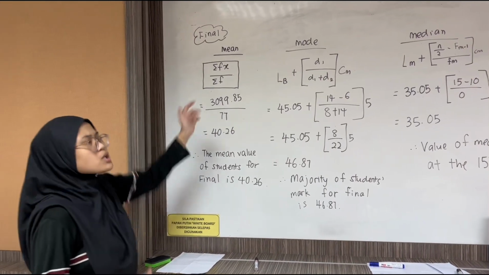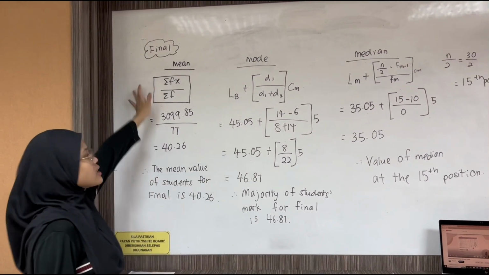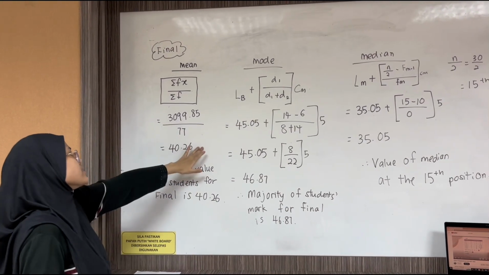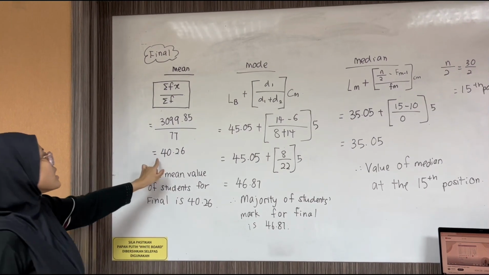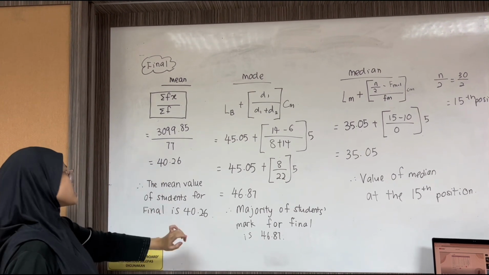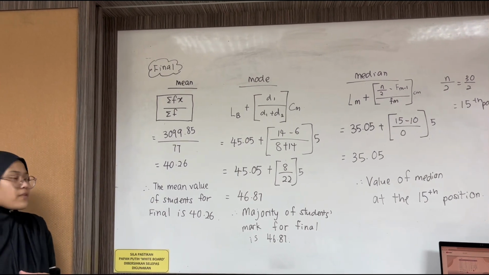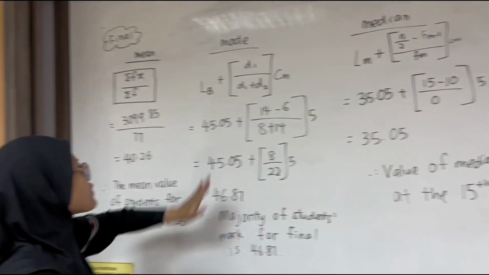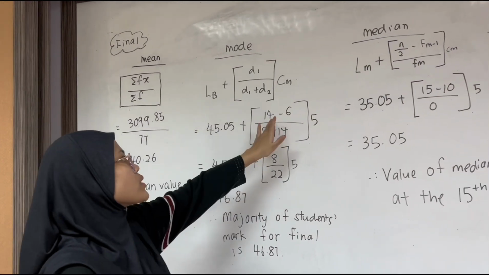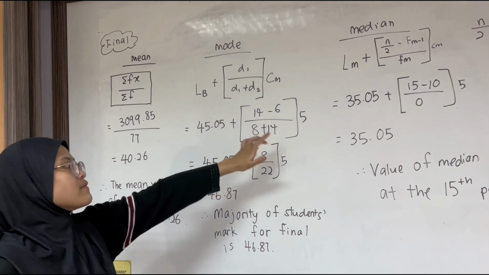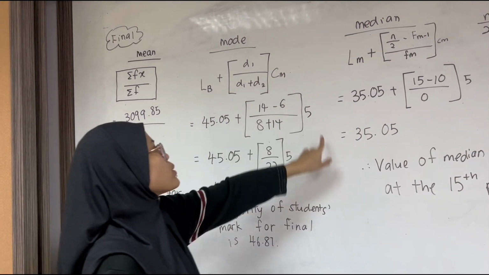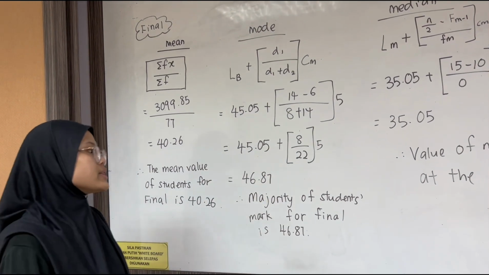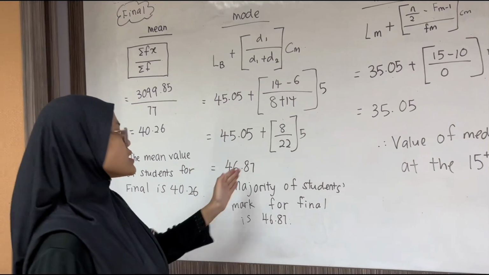Okay, the first one, mean. So how to calculate mean? This is the formula. So we just insert the numbers. Okay, 3099.85 will be divided by 77 and we will get the answer 40.26. So the mean value of the students for final is 40.26. So now we calculate the mode. Okay, so 45.05 plus 14 minus 6 and divide by 8 plus 14 and we will times by 5. And the answer is 46.87. So the majority of students' marks for final is 46.87.